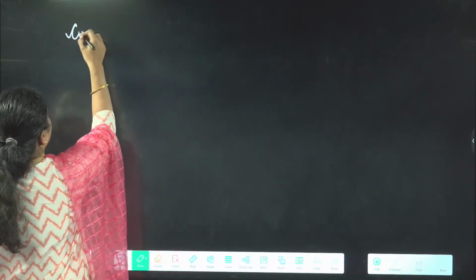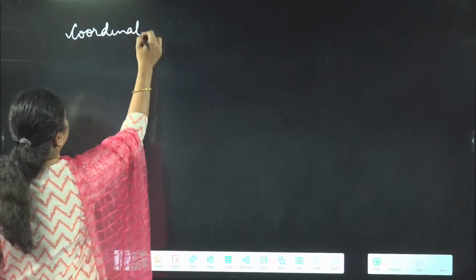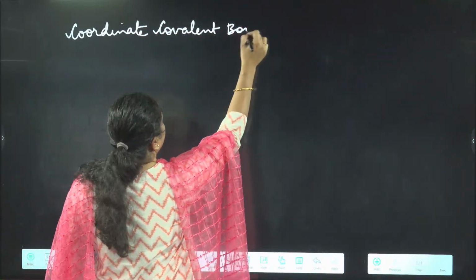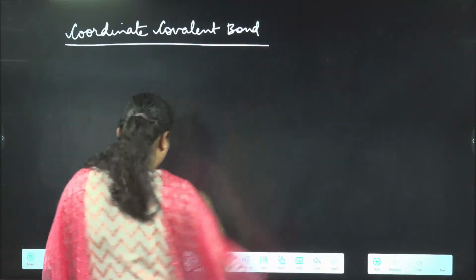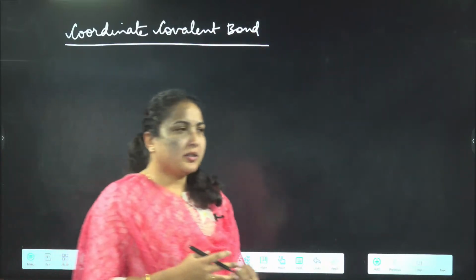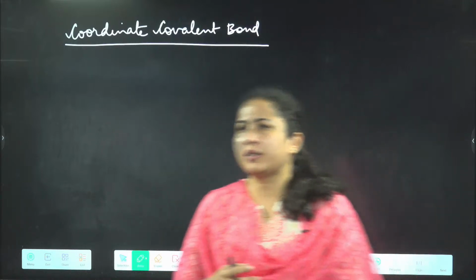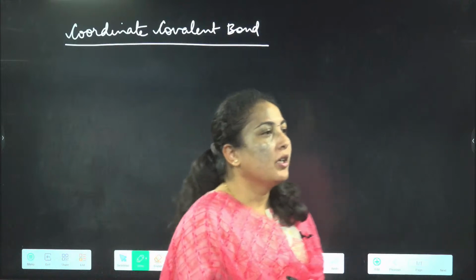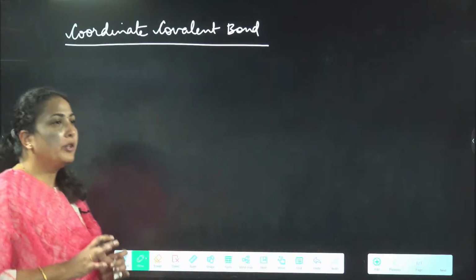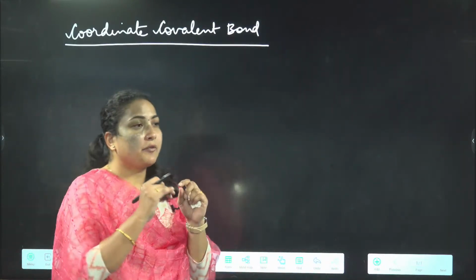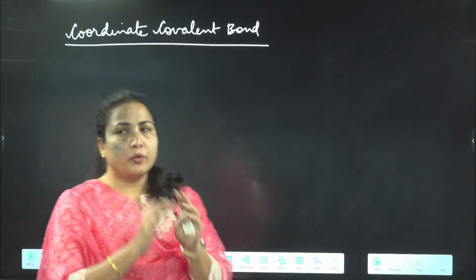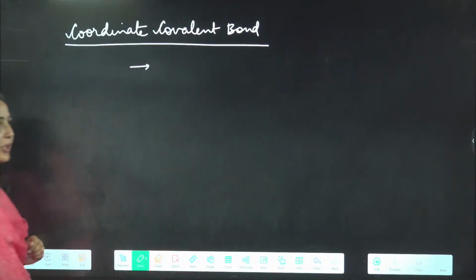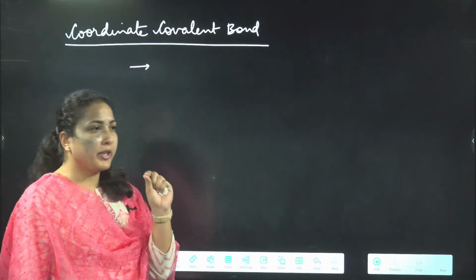Let us start off with coordinate covalent bond itself. Whatever doubts you have, we can take them at the end, not an issue. Just pay attention, you'll be fine with this. If I ask you what is the difference between a covalent bond and a coordinate covalent bond, many of you might have seen this arrow somewhere in the structures. This basically represents a coordinate covalent bond.